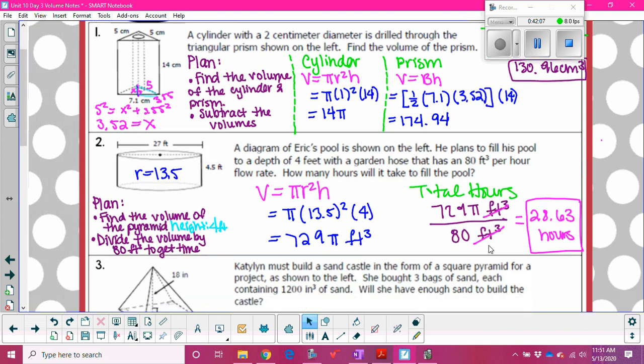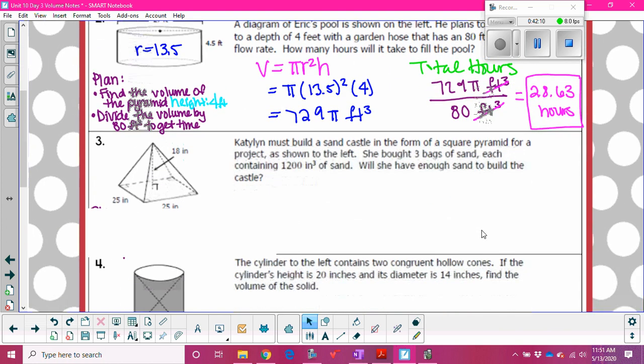All right, pause it and y'all work number 3, and then check your answer. Number 3, Caitlin must build a sandcastle in the form of a square pyramid for a project as shown to the left. She bought 3 bags of sand, each containing 1,200 cubic inches of sand. Will she have enough sand to build the castle?